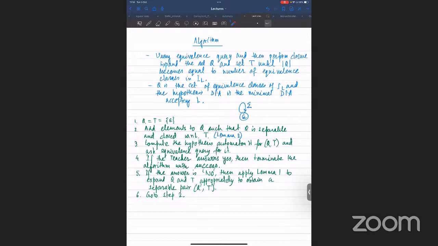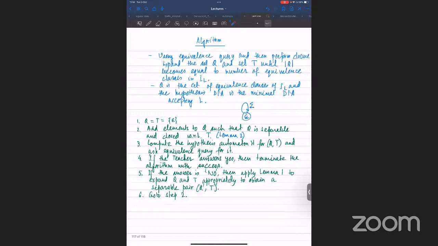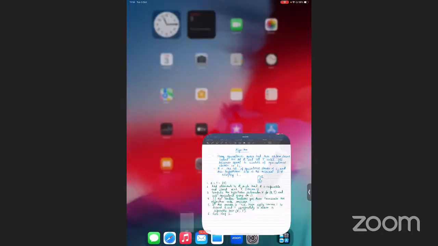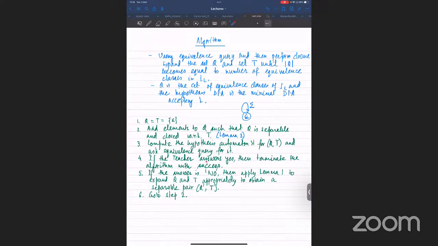You make Q prime closed with respect to T prime, and the second lemma says that you can do it in finitely many steps, and then you get a new automaton. You again ask the equivalence query, and you keep repeating this until the teacher says yes, when you have the DFA.